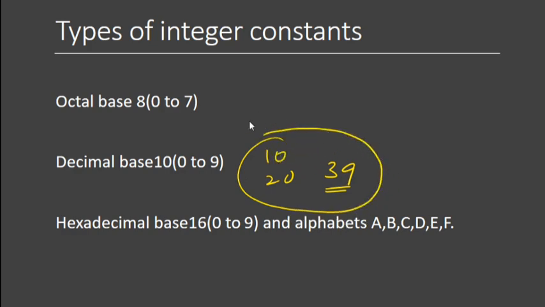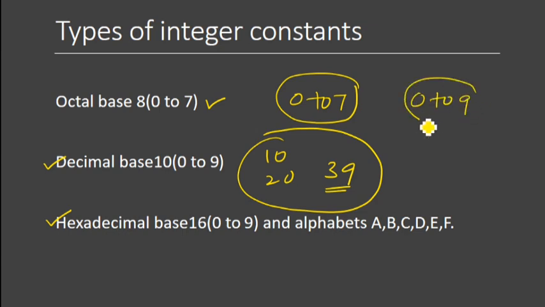Integers are divided into three categories: octal integers, decimal integers, and hexadecimal integers. Octal base means the numbers go from 0 to 7 only. Whereas decimal numbers are 0 to 9. So the decimal system has 10 digits, whereas octal has a total of 8 digits, 0 to 7.